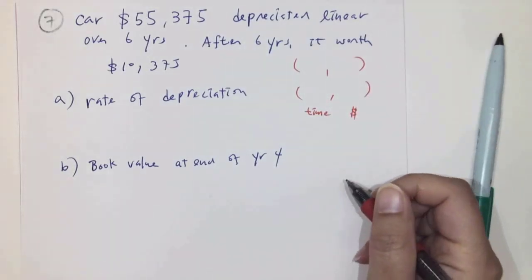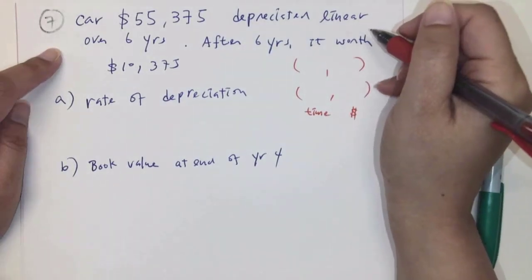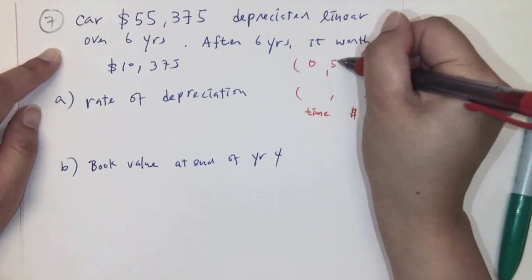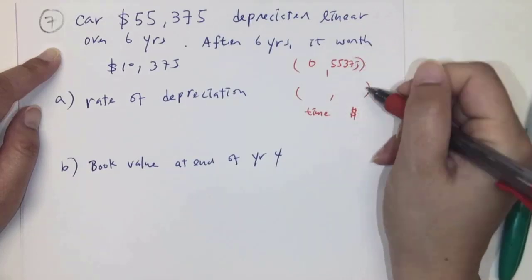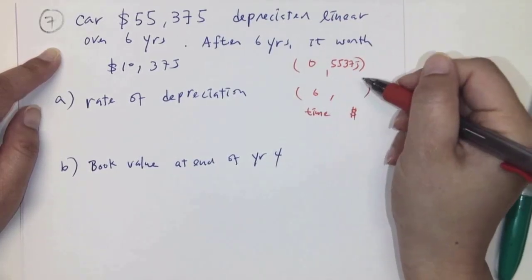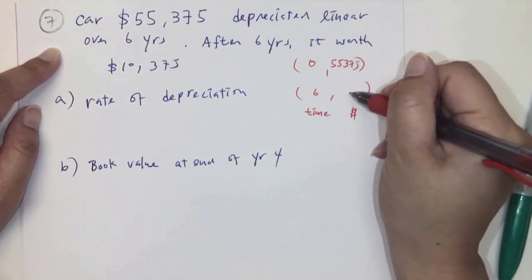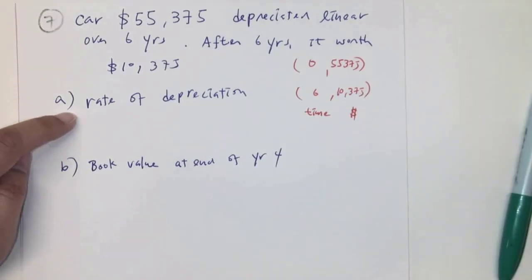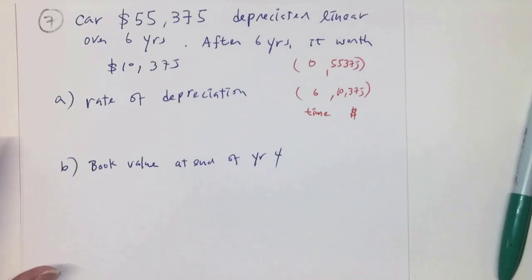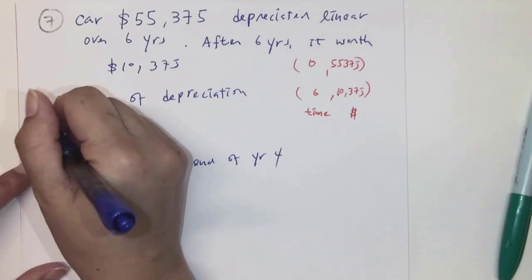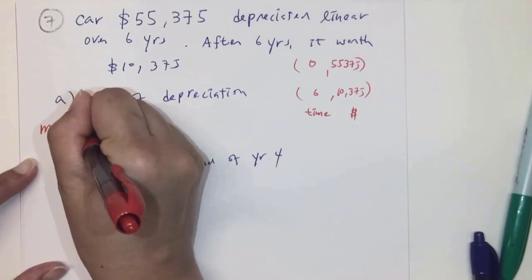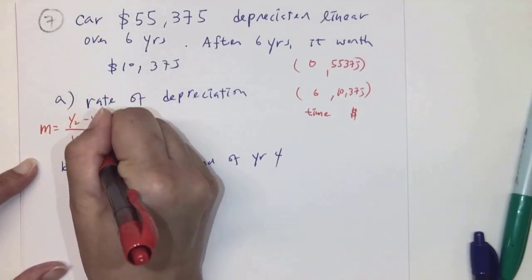First point is what over what? When it's year 0, the value is 55,375. When it's year 6, we have 10,375. Okay, so the rate of depreciation is basically finding what? Slope. So m equals y2 minus y1 over x2 minus x1.